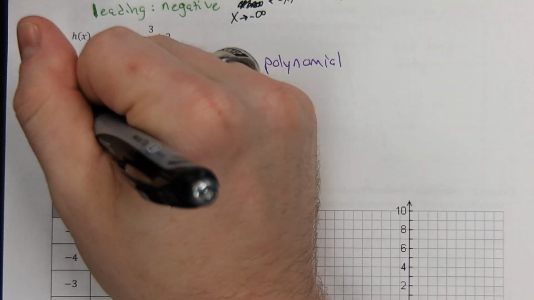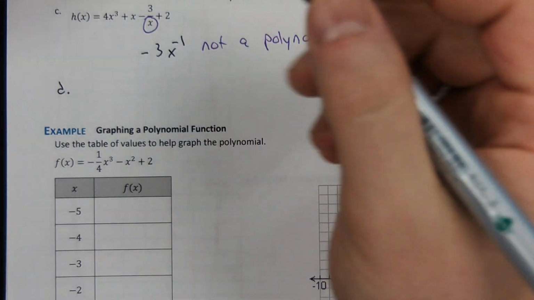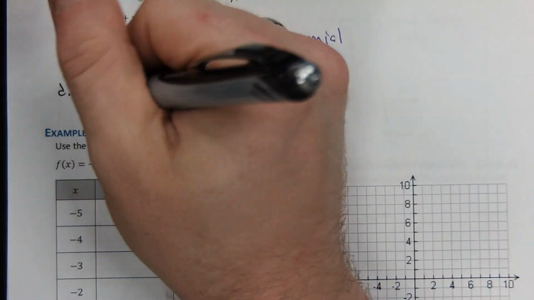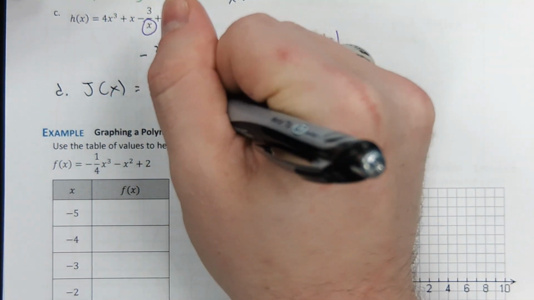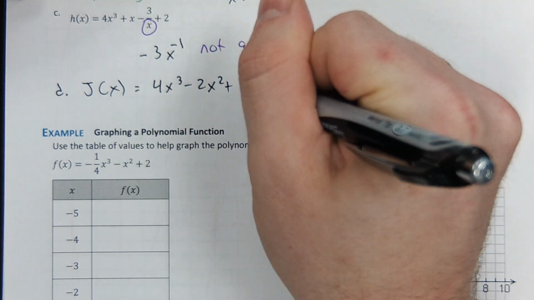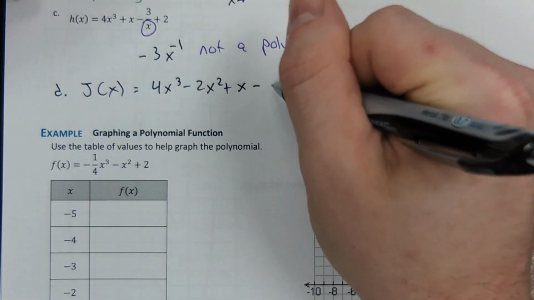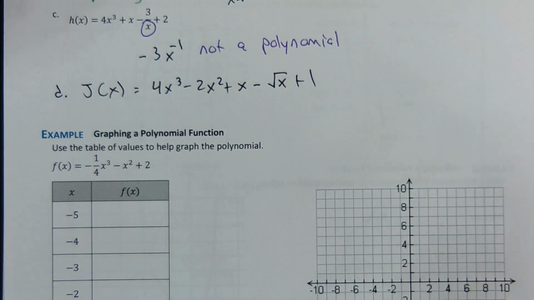Bonus example D. F, G, H, J would be the next one. J of x. Is this a polynomial, class? Class, is this a polynomial? Okay, 2 people. We'll wait. Maybe people are writing. It's fine. We'll wait. Here's what I need. I need 27 voices because I'm looking to hear if I have a mixed bag or not.